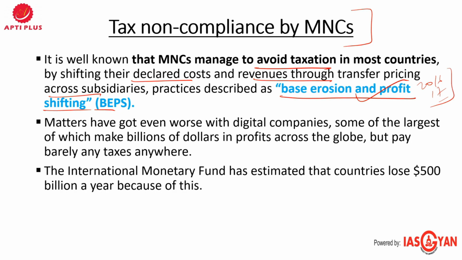And matters have also got worse, because of the digital companies, the largest of which are making billions of dollars in profit, but they're not paying taxes. They are the sole profit makers, and they're not contributing to the countries where they're operating, nor to nation building. And the IMF has estimated that around $500 billion a year is being lost by the countries. You can see the figure is a huge one.